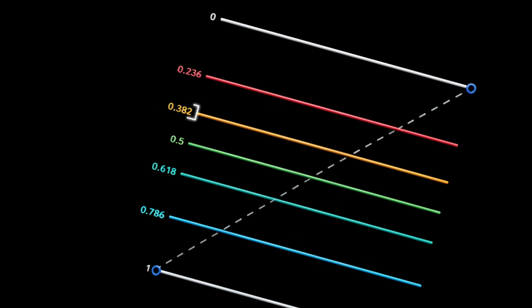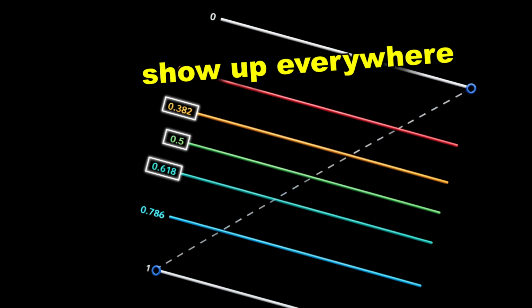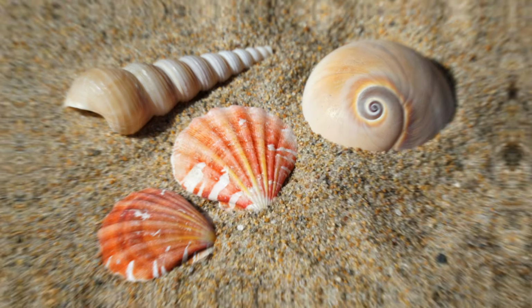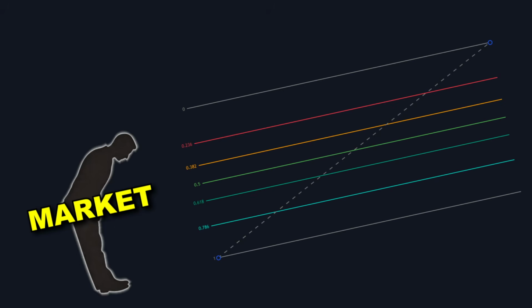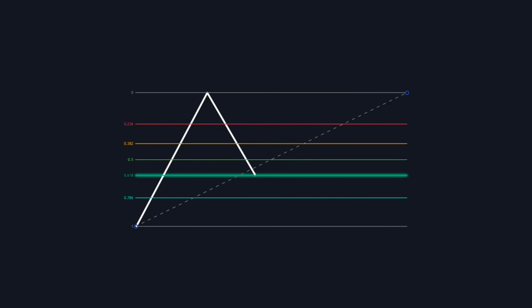The ratios, the 0.382, the 0.5, the 0.618, show up everywhere in nature. Seashells, galaxies, sunflowers, even the human face. And for whatever reason, the market respects them too. Price pulls back into these zones like they're magnetic, then continues the trend.